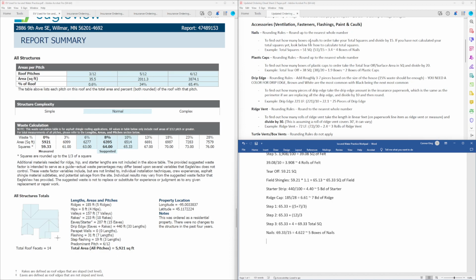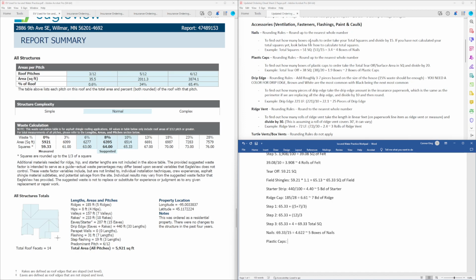Next we're going to do the plastic caps. A quick note about plastic caps: I've seen plenty of times where one of the new guys has been trying to figure out how many plastic caps to order, and he divides by the total squares instead of the tear off. So that's important. Don't divide by the total squares for plastic caps. We're just dividing by the tear off for the surface area in squares.